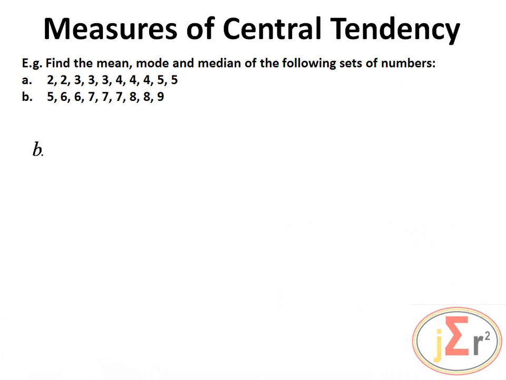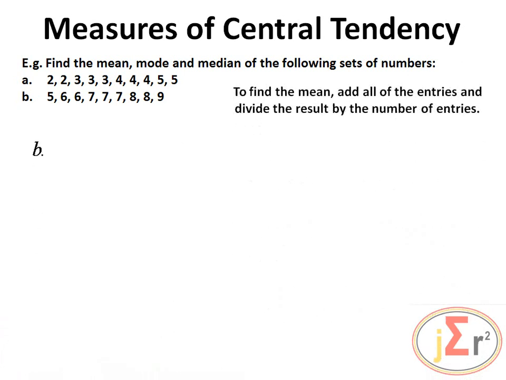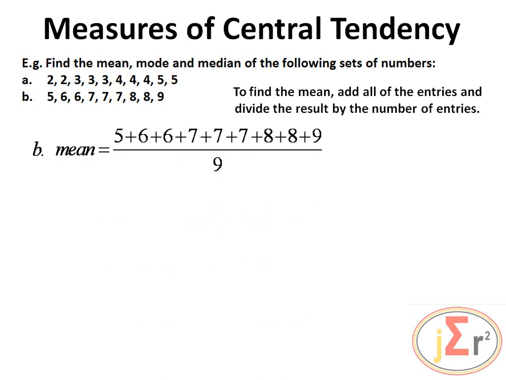And we are going to take a look at B. To find the mean, as usual, I'm repeating that, add all of the entries and divide the result by the number of entries. And when we add them, all of these numbers are added, and of course we have 1, 2, 3, 4, 5, 6, 7, 8, 9 of them. So when we add them, the result is 63, and we are dividing by 9. So the mean is equal to 7.